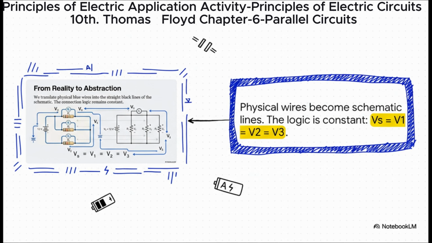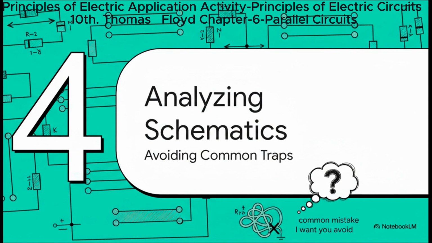This is how we bridge the gap between the real world and the world of diagrams. The physical circuit on the left becomes the neat schematic on the right. Sure, the wires and resistors look a bit different, but the electrical logic, the truth of the circuit, is exactly the same. The source voltage is equal to the voltage across R1, which is equal to the voltage across R2, and so on.